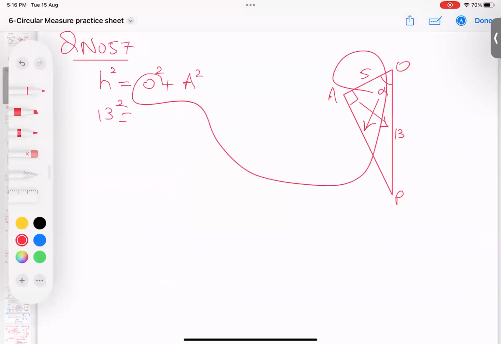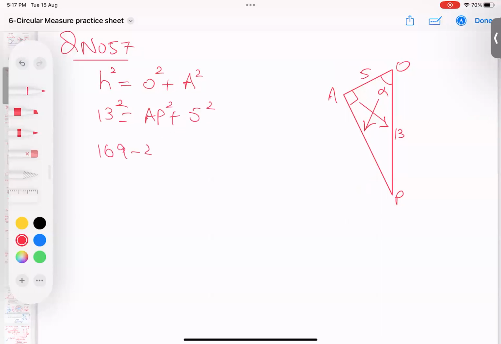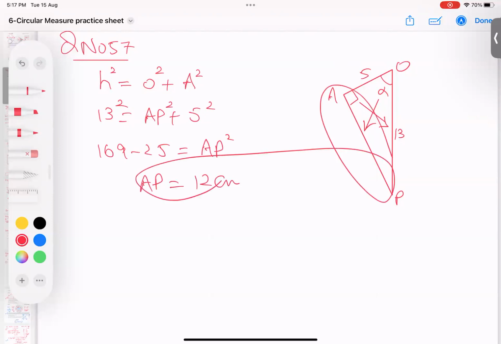Opposite, you can take any one, but in front of the angle is called opposite. So I'm writing AP square. And adjacent is 5. When I bring 5 square to this side, 169 minus 25 gives you 144. And the root of 144 gives us 12 centimeter. So Alhamdulillah Rabbil Alameen, I got this length.